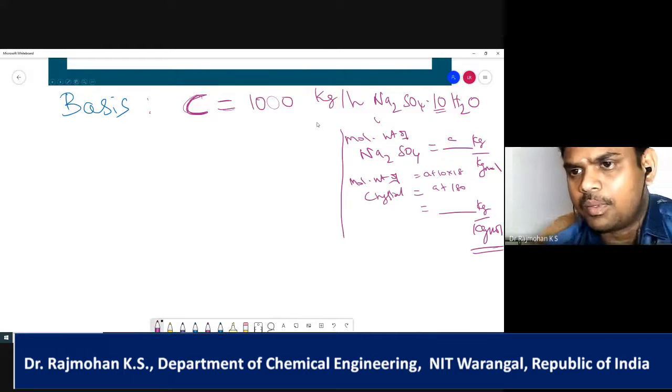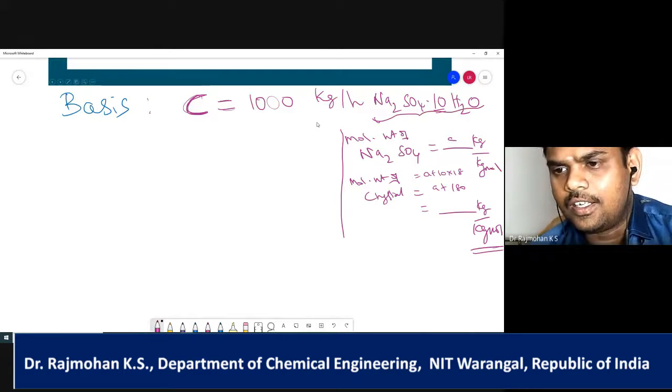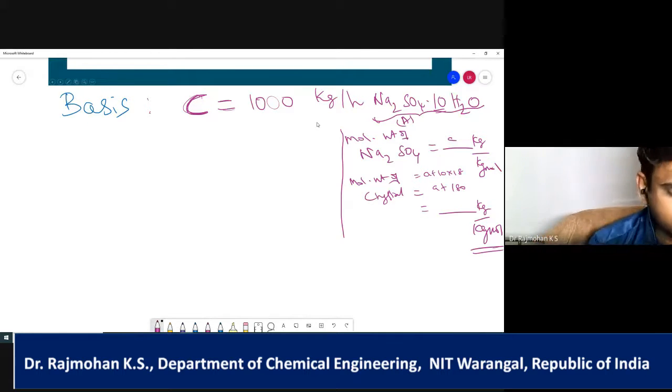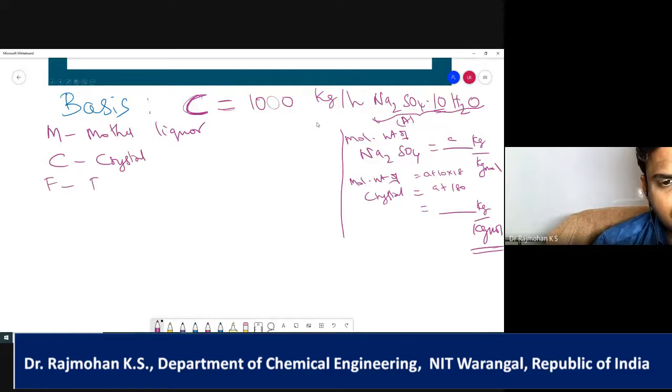Before getting into the problem, you calculate the molecular weight of the solute A and the molecular weight of the crystal. Let M be the mother liquor. We should not write thick liquor because we use thick liquor in the case of evaporators. C is crystals and F is your feed. These are standard notations. Given that U is equal to 0.2 kilowatts per meter square Kelvin. So this data is also given.